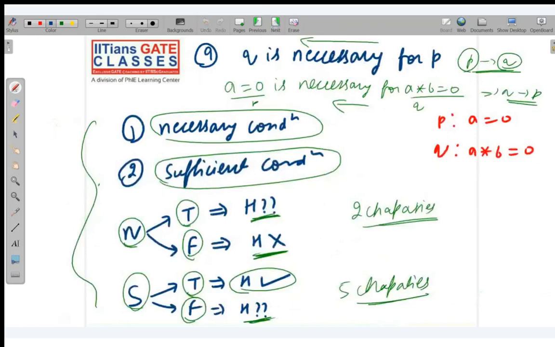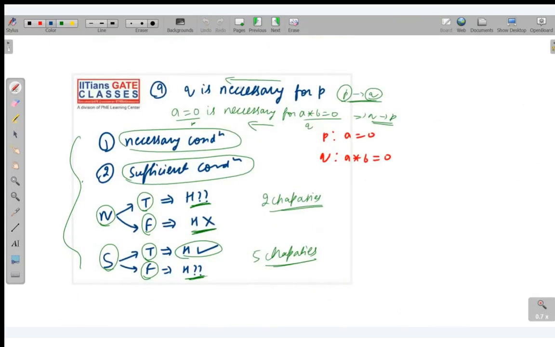Next is Q is necessary for P. Q is necessary for P, so direction is like this. Q is necessary for P, direction is from right to left. Why is direction from right to left? It is P implies Q.